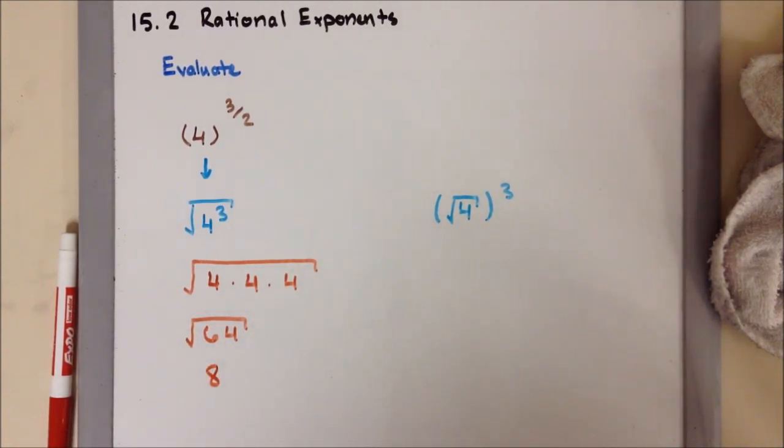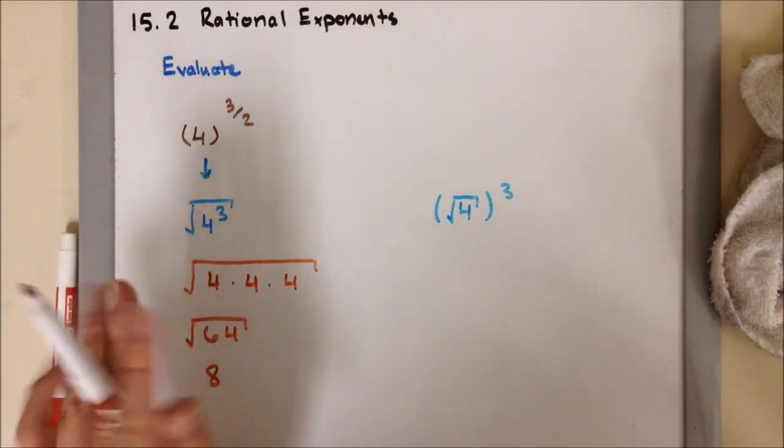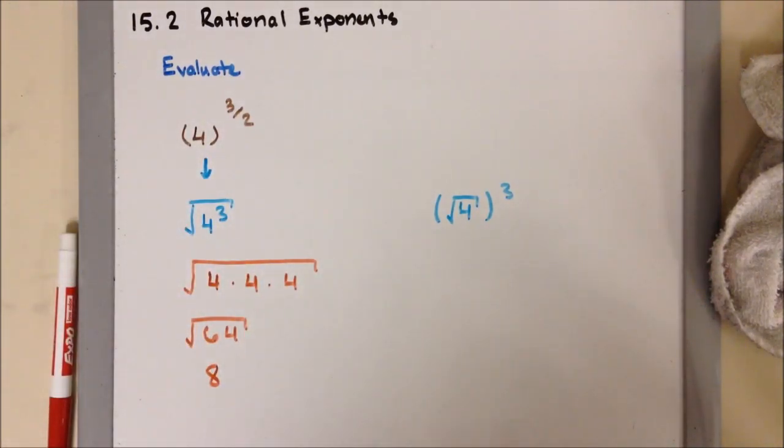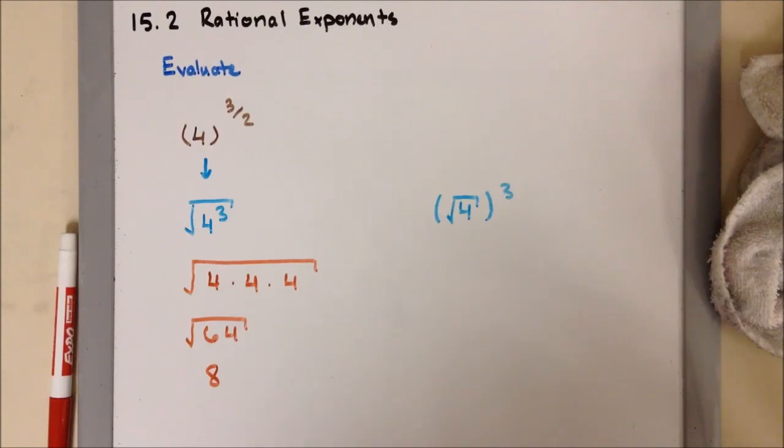So we're evaluating, so we don't have to worry about plus and minus because again, we didn't have x equals, or x squared equals. I'm just asking you to evaluate, so we're going to work with positive numbers here. So again, the square root of 64 is 8.